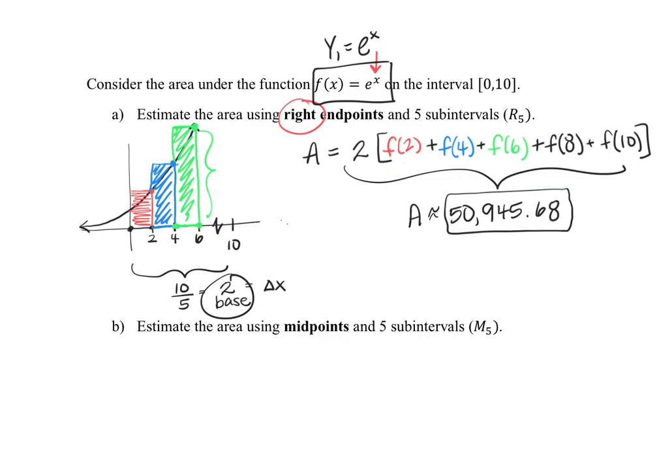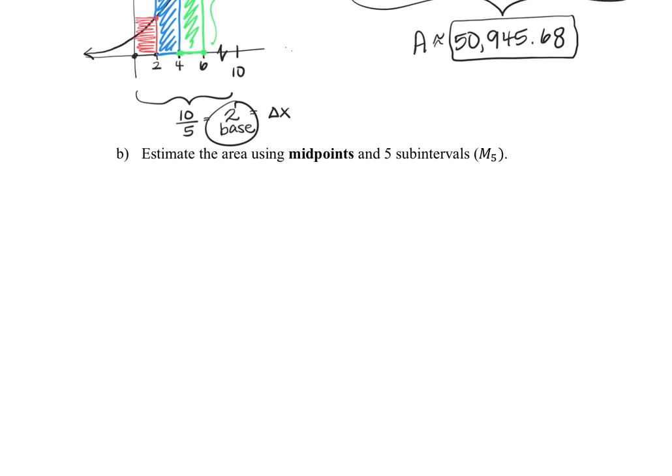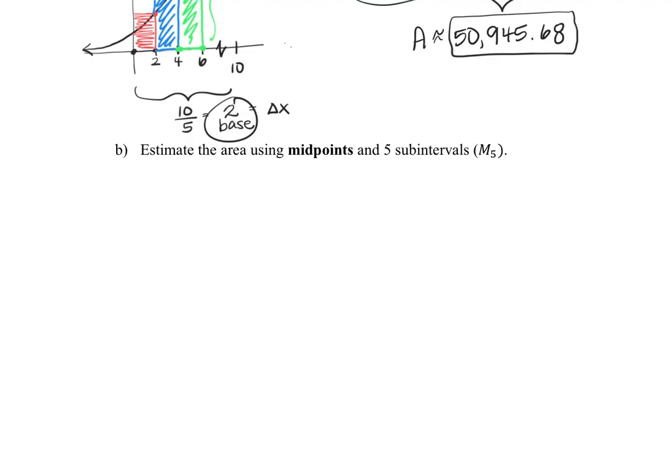Part B, still analyzing the same function, f of x equals e to the x, but this time we want to compute the area using midpoints. We still want to do 5 subintervals in total, but this time using midpoint estimates instead. So I'm still going to start with a graph again. You could certainly steal your graph from above, but it gets a little messy if you're drawing a new set of rectangles on your old graph.